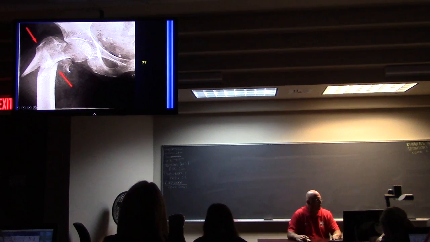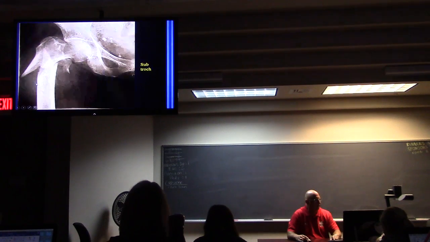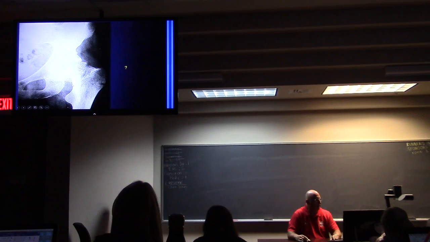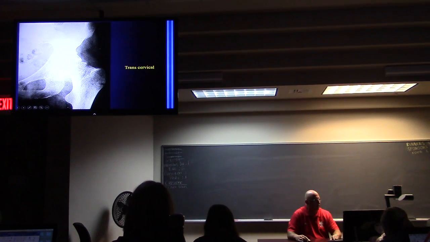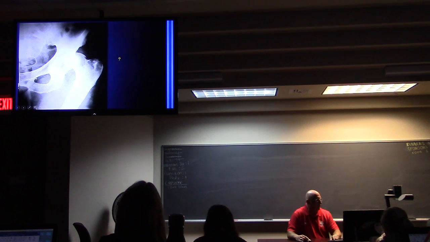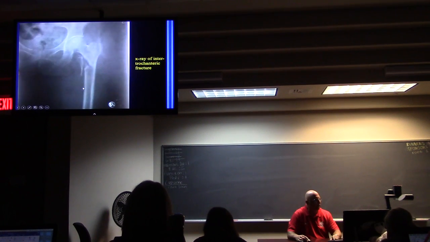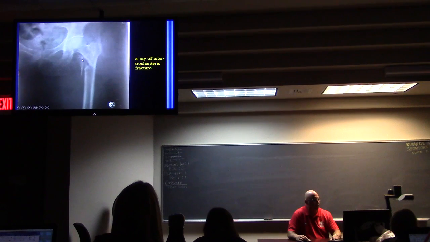Common intertrochanteric. Here's another one. Shenton's line is all jacked up. Another fracture, subtrochanteric. Shenton's line, messed up again. It's a transcervical fracture, which is right here. Shenton's line, ooh, that is really messed up. And it's a posterior dislocation. Shenton's line is not too bad until you get down to here. You can see he's got an intertrochanteric, like also a subtrochanteric fracture.